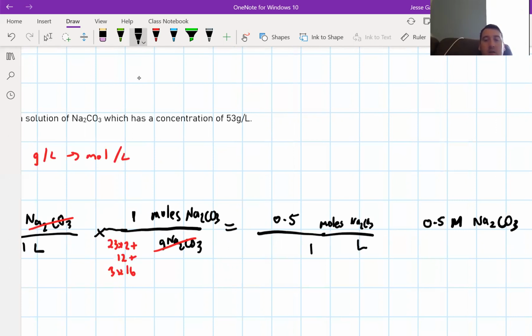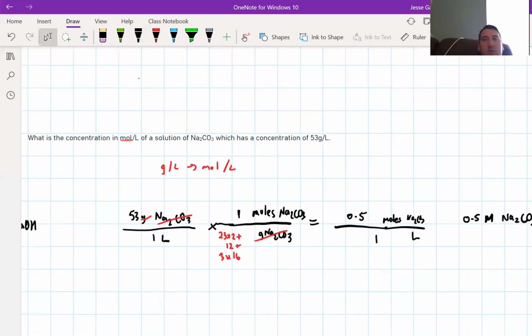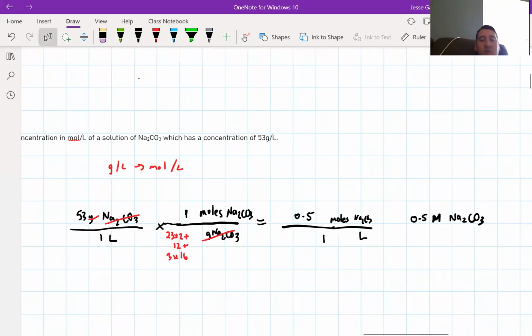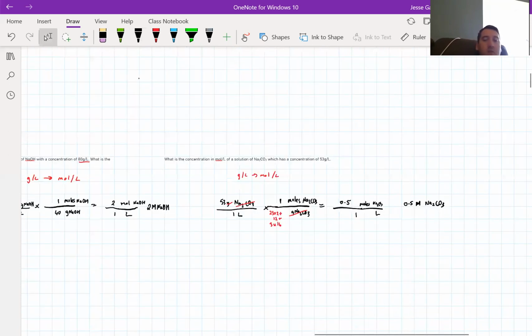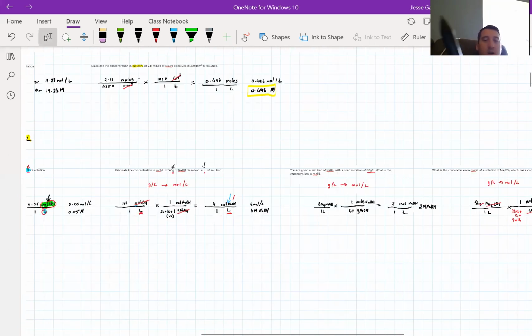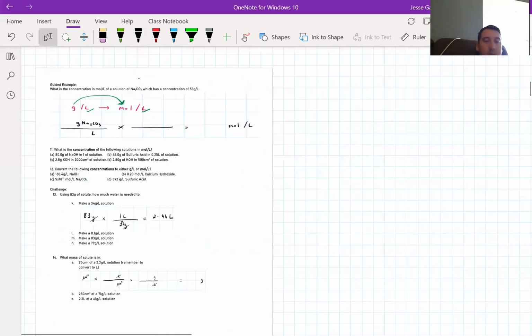Na2CO3. This is a solution with 0.5 moles in every liter. So it doesn't matter if you had 10 liters of it, you would have 0.5 moles for every one of those liters. For each liter, there will be 0.5 moles. That's how this works. Okay, so that was from going from grams per liter to moles per liter. All of those problems were the same type.